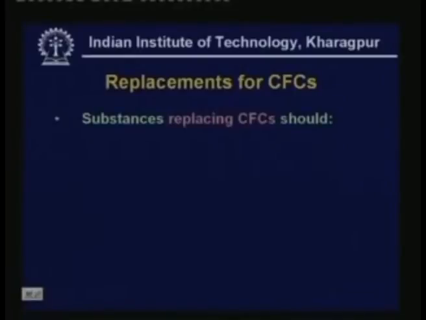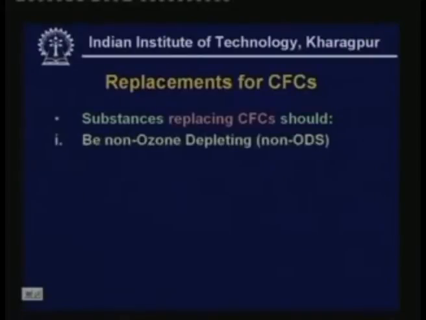So again, you have to find some safe refrigerants, and now people have become wise, and for them safety doesn't mean personal safety only, but also environmental safety. So the new refrigerants must be environment friendly, and they also must be energy efficient. So what are the requirements in the context of the Montreal Protocol and subsequent protocols? Any refrigerant which should be a replacement for CFCs has to be a non-ozone depleting substance, its ozone depleting potential must be 0, and it should have as low a global warming potential as possible.